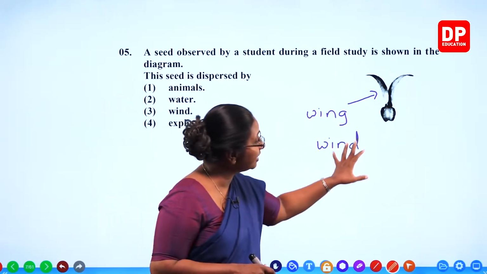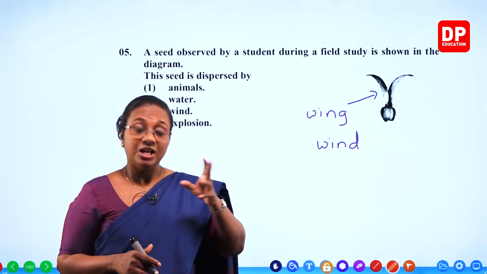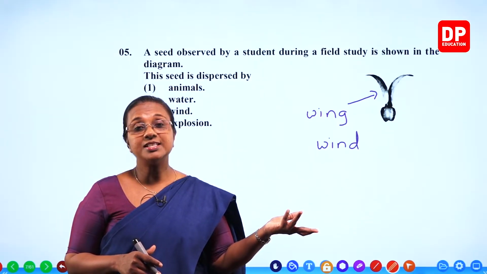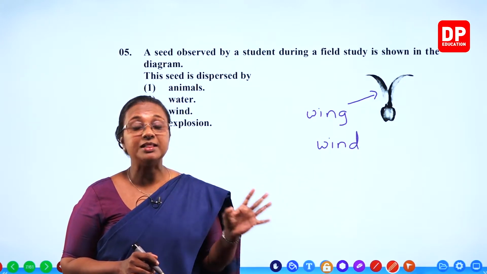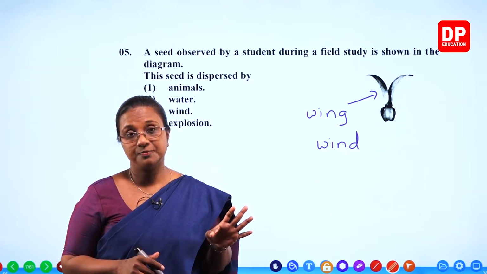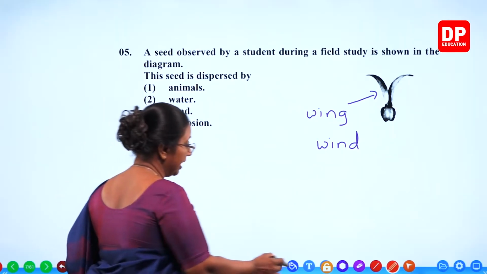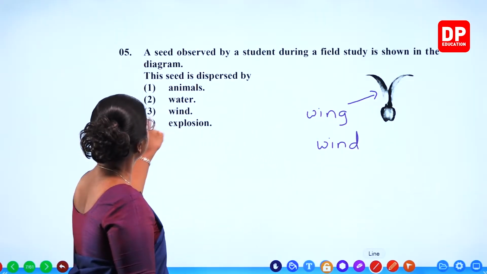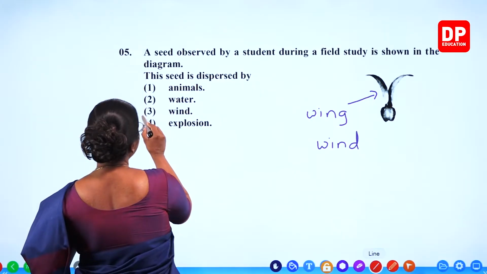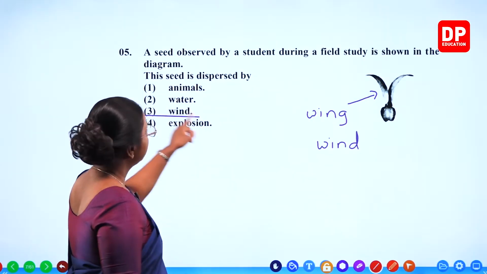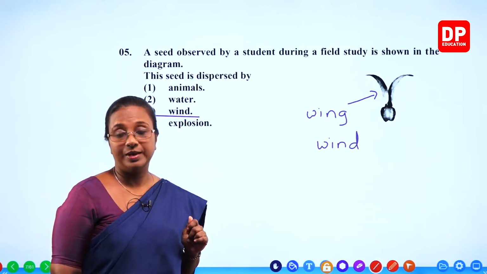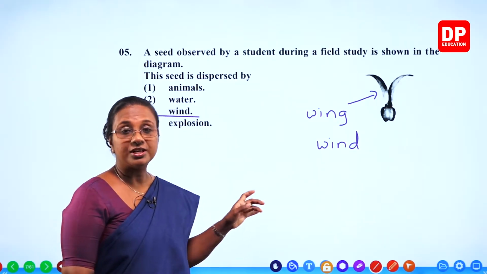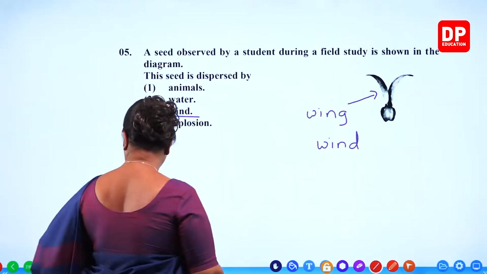So by looking at the fruit or the seed, you all know most of the fruits and seeds. Otherwise, by looking at the structure, you can identify the method by which they are dispersed. So here, of course, you know the answer. Not animals, not water, it has to be by wind. So this seed that is given in the diagram is dispersed by wind. So with that, students, I'll move on to the next question.